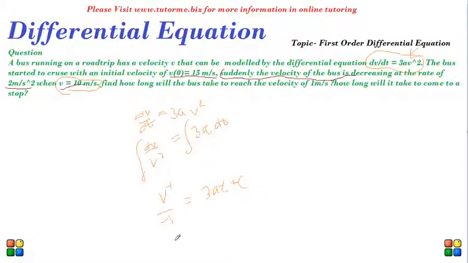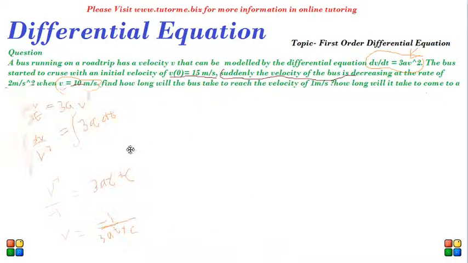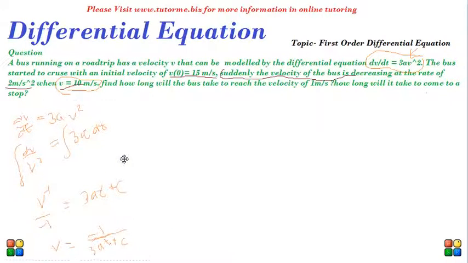Okay, so my v will be negative 1 over 3at plus c. That is my v. Okay, so far so good.